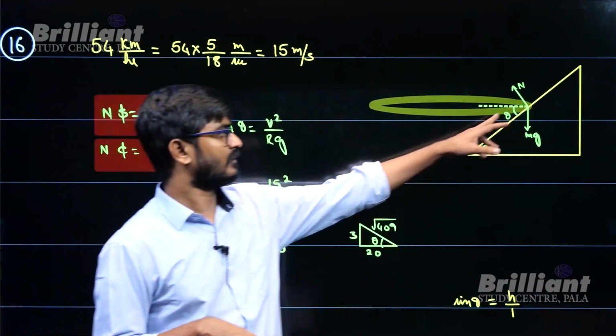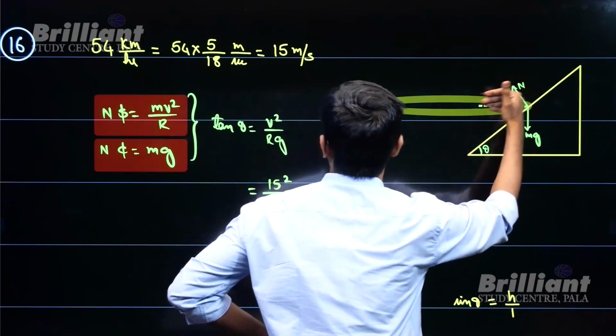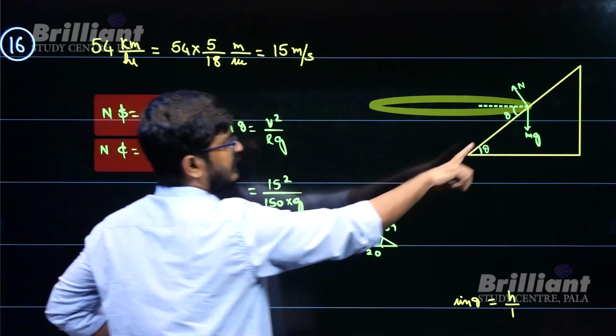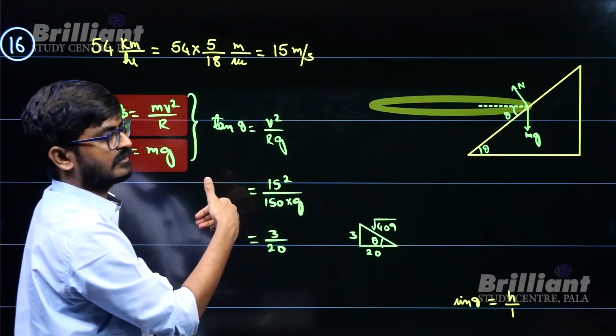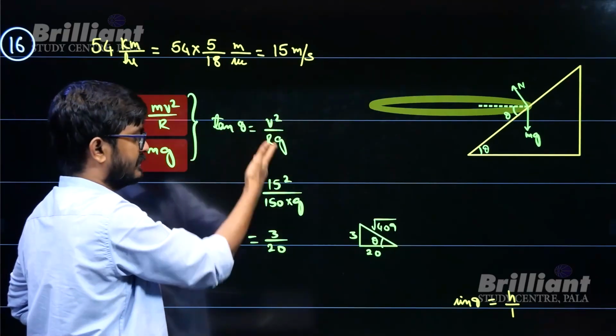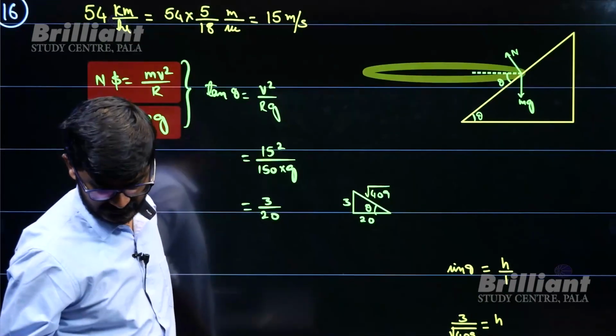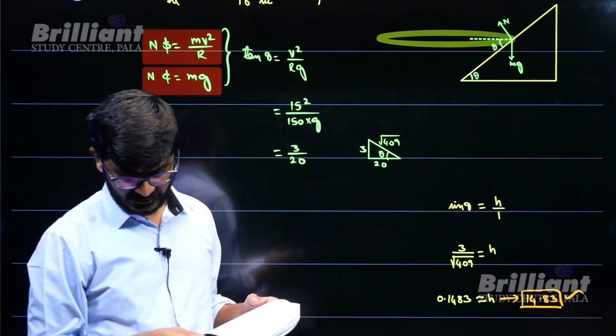When something is performing circular motion, the net force towards the center is mv square by r, and this force will be balanced. N sin theta equals mv square by r, and N cos theta equals mg. When you take the ratio, you will be getting the answer. From there, you will be getting tan theta.